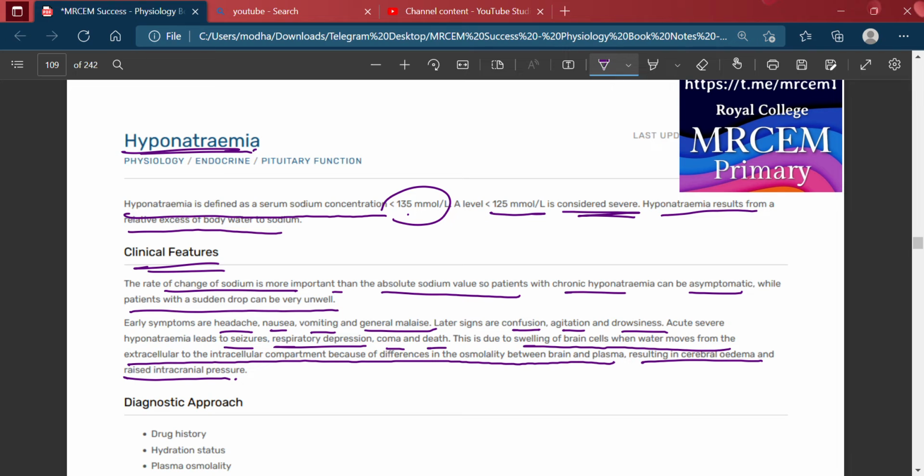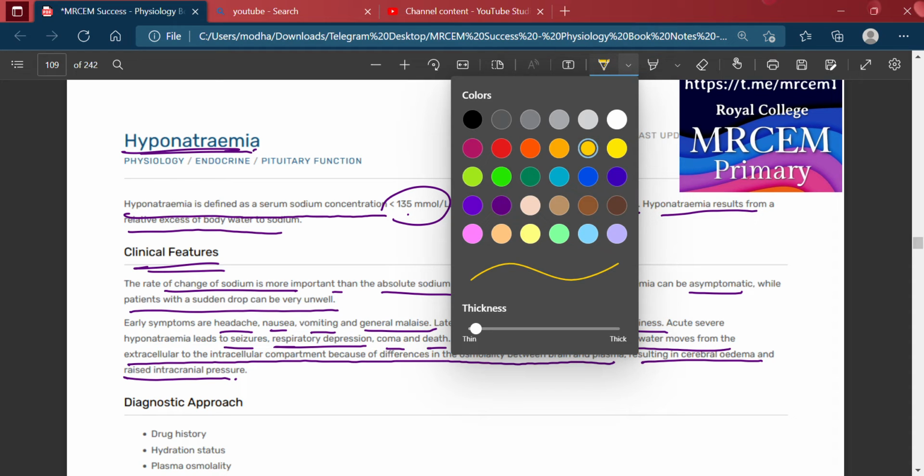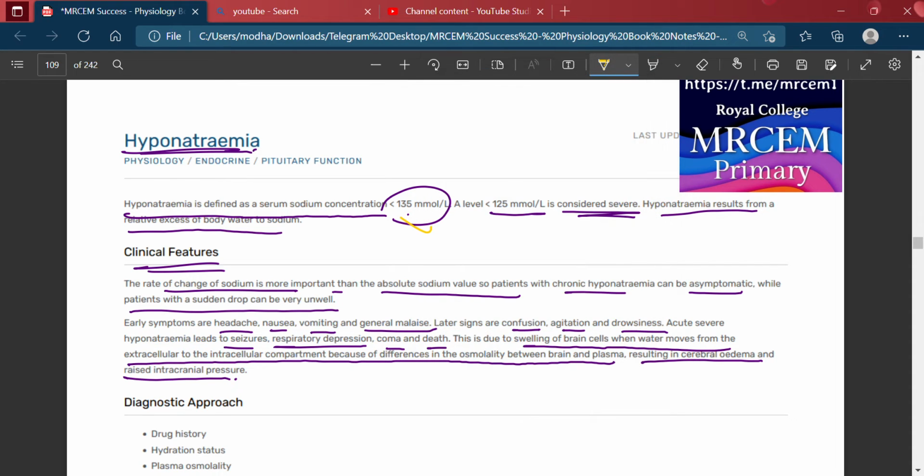What happened here? Hyponatremia is a concentration of sodium less than 135 millimole per liter. A level less than 125 is severe hyponatremia, and hyponatremia results from a relative excess of water to sodium. What are the clinical features?